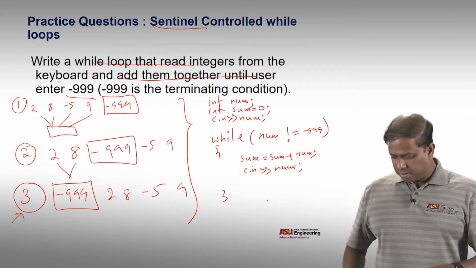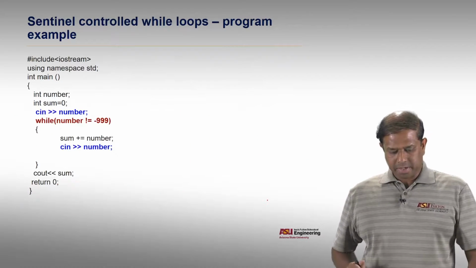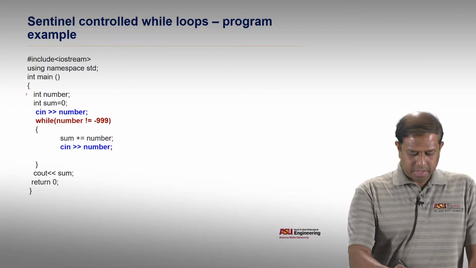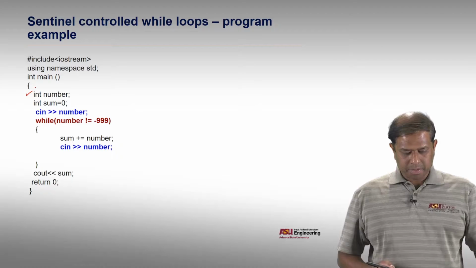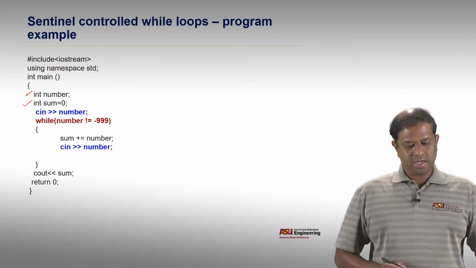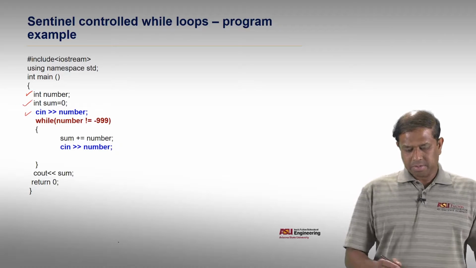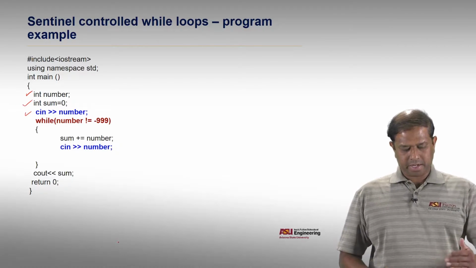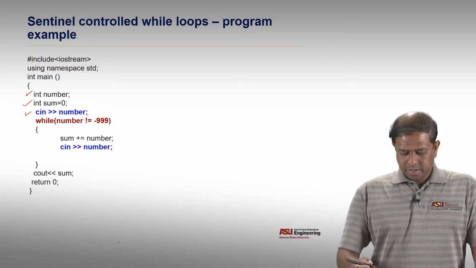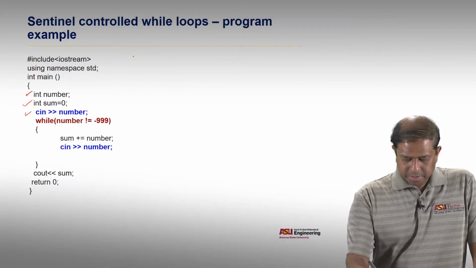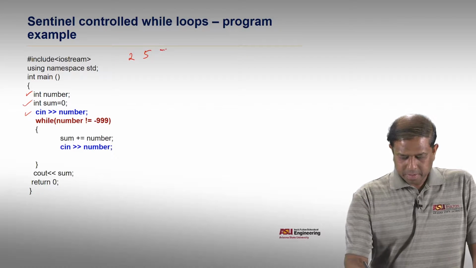Let's look at the complete program that accomplishes this task. Here we have the number that reads numbers from the keyboard, and the sum is initialized to 0. Then we read the first number, and inside the loop, we keep on reading numbers and adding them to the total sum. Let's run through this with an input scenario. Suppose our input is something like 2, 5, -3, and then -999.